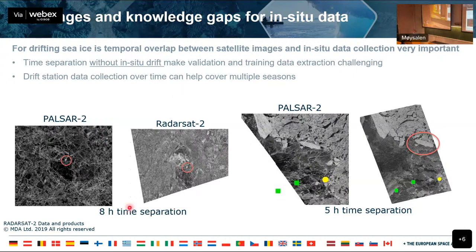Here it's two sets of images. We have an 8-hour time separation between these two, and you can see they're geo-referenced, but things have rotated quite a bit in that time period. Here you have a 5-hour time separation, and the drift hasn't been that strong, so you can start comparing the L-band and C-band information.